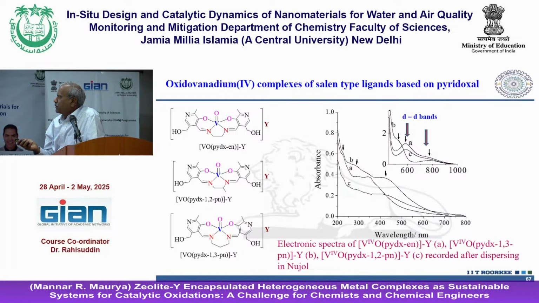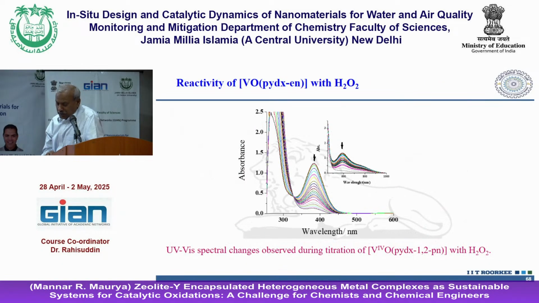Okay, now as I mentioned, the H2O2 titration, you will see very clearly one isosbestic point, and that isosbestic point is a clear indication that this VO compound, even with this Schiff base type ligand using pyridoxal as a side arm, is giving almost similar result and converting into that.